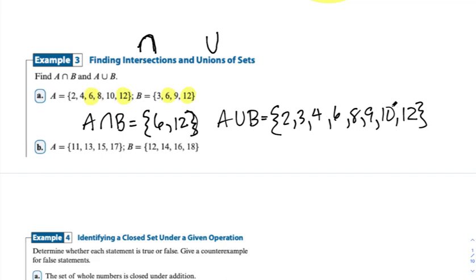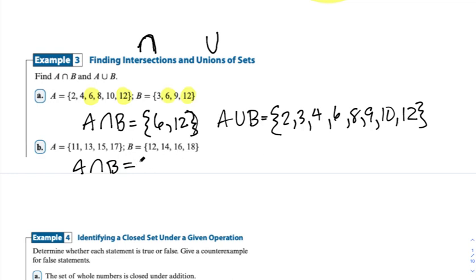Notice I didn't write 6 twice or 12 twice. All right, let's try the idea again. Here I have set A and set B, and I want to know what the intersection of those sets is. What's the intersection? What do they have in common? So I see these are odd, these are even, and in fact, they have nothing in common. There is no overlap here.